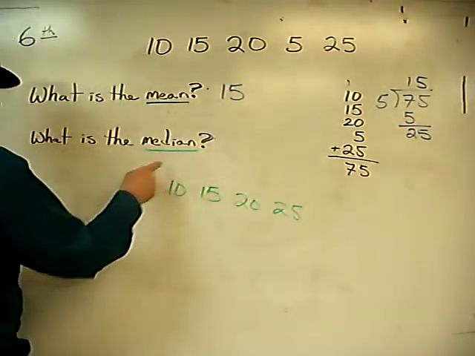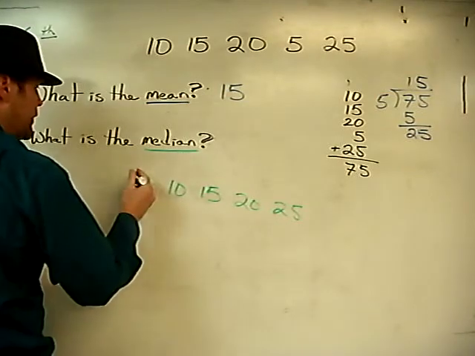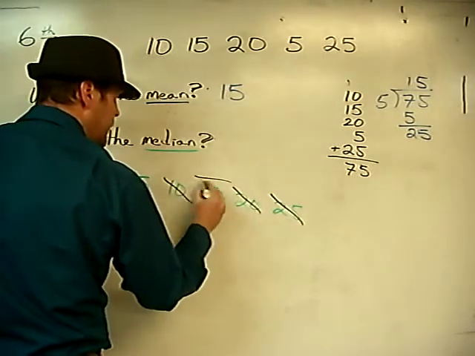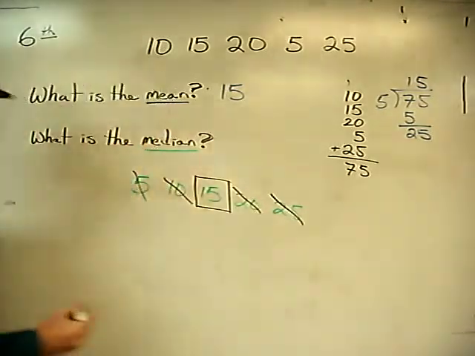The way we find the median is we look at the middle number. The middle number in this case is 15.